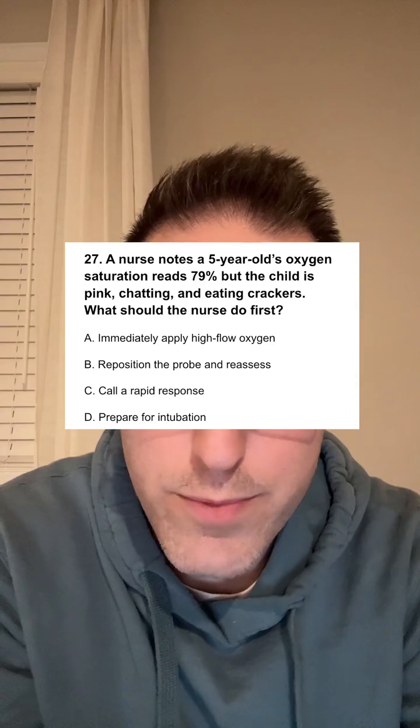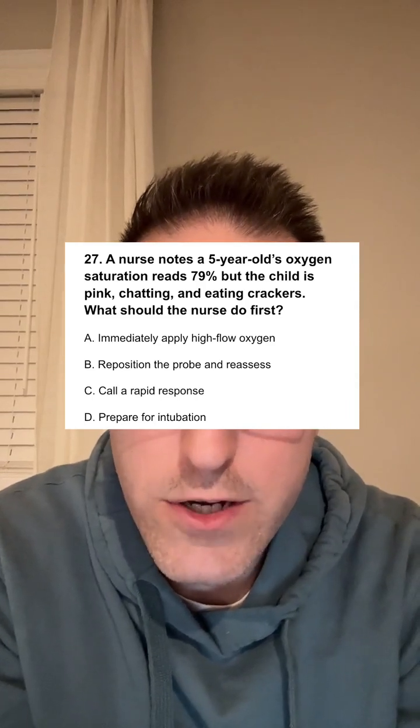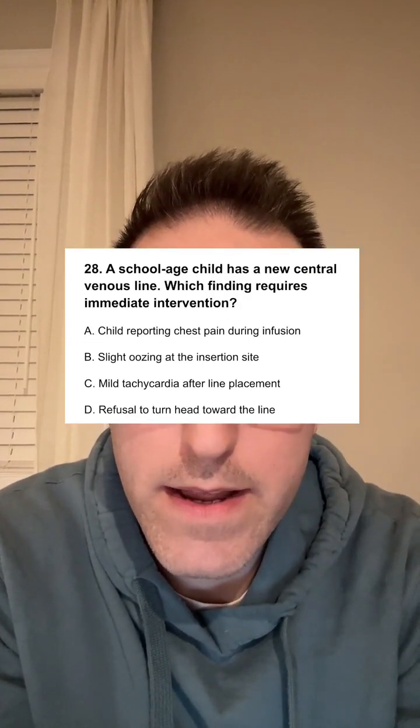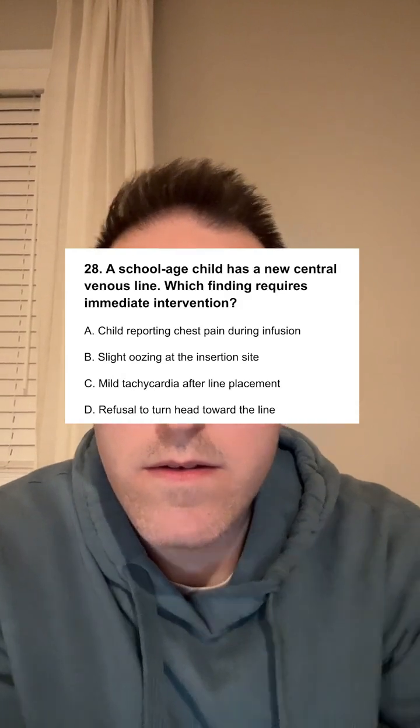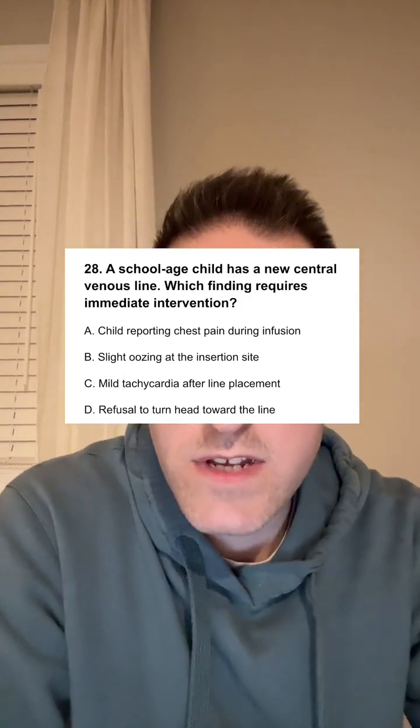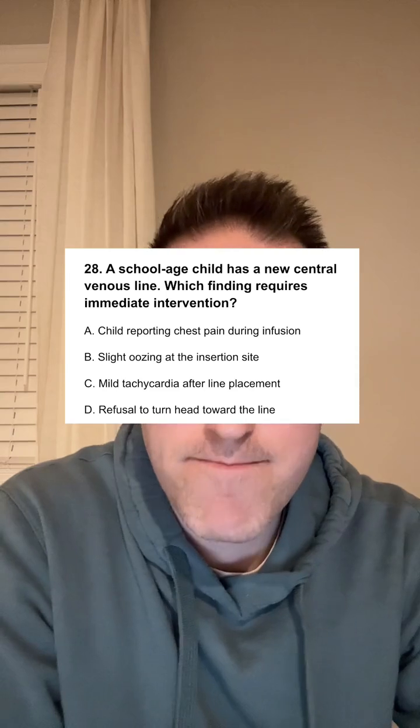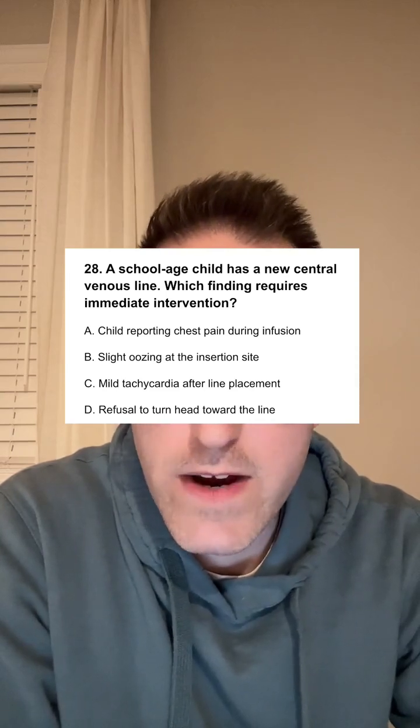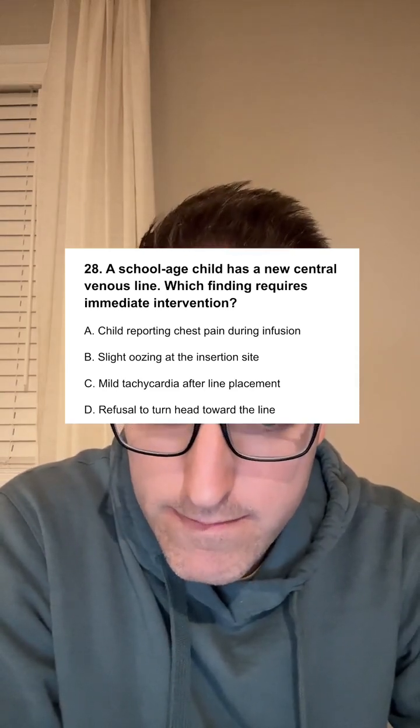Kids are super wiggly, so definitely check that out. A school-age child with a new central venous line, which finding requires immediate intervention?